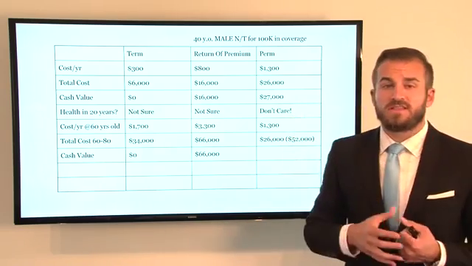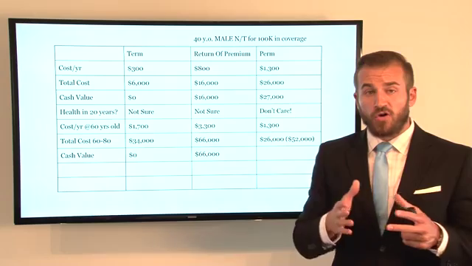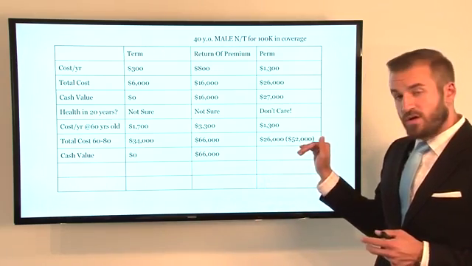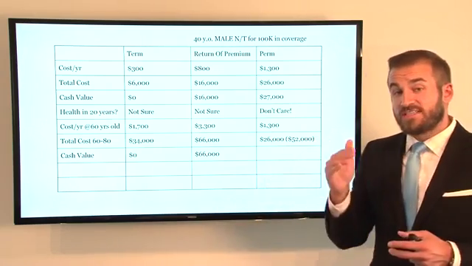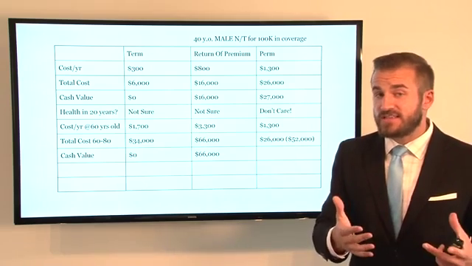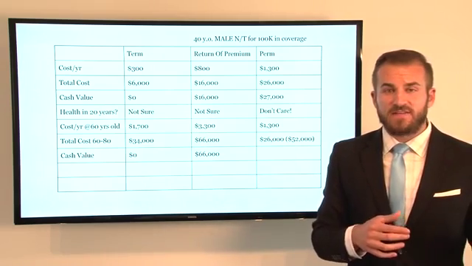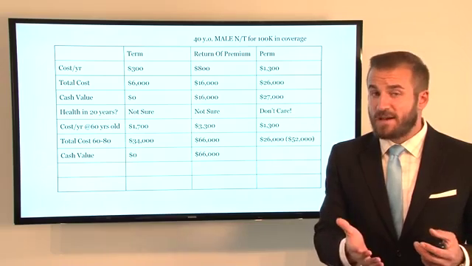Now, how about that permanent policy again? What we do there is we take all the money you paid into it, so the total $52,000, we subtract the cost of insurance because there is a cost, and then we pay out either a dividend or an interest rate depending upon what type of policy.